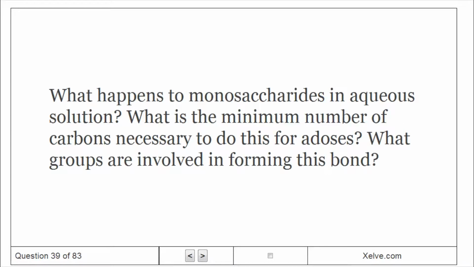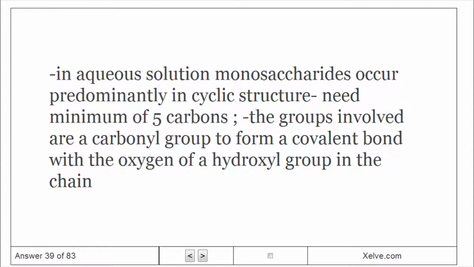What happens to monosaccharides in aqueous solution? What is the minimum number of carbons necessary to do this for aldoses? What groups are involved in forming this bond? In aqueous solution, monosaccharides occur predominantly in cyclic structures, which need a minimum of 5 carbons. The groups involved are a carbonyl group forming a covalent bond with the oxygen of a hydroxyl group in the chain.